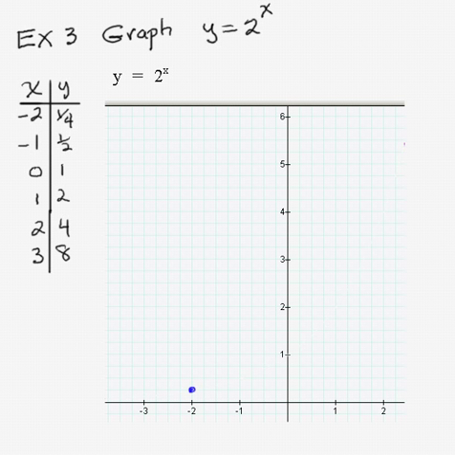So there's the point negative 2, 1/4. There's the point negative 1, 1/2. Here's the point 0, 1. Here's the point 1, 2. Here's the point 2, 4. And the point 3, 8 is a little bit off my graph. So as I connect the dots, an exponential function is going to have a curve kind of shape.